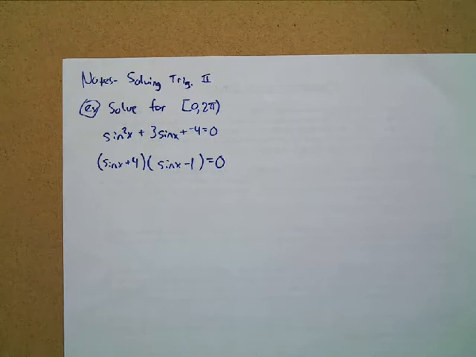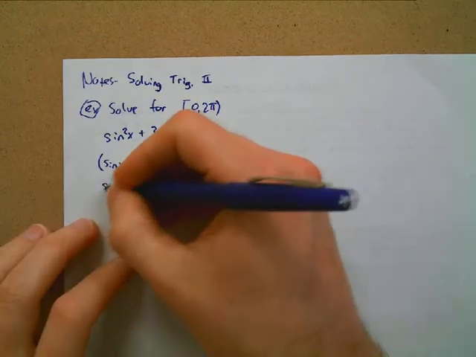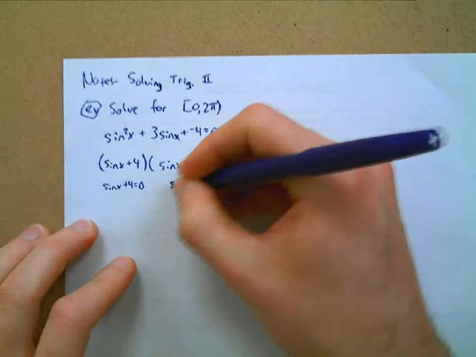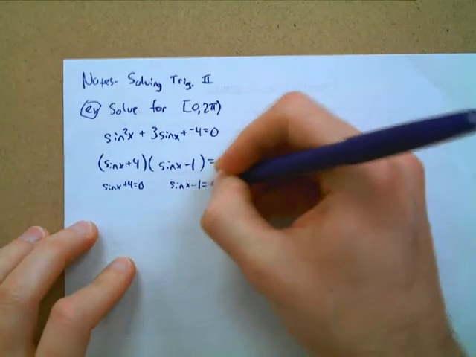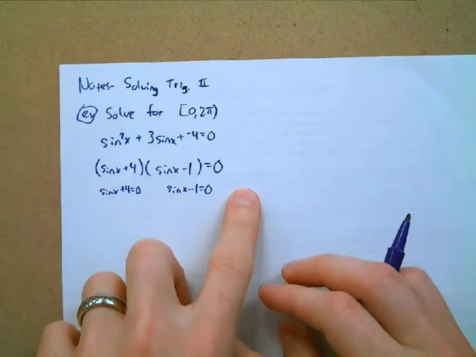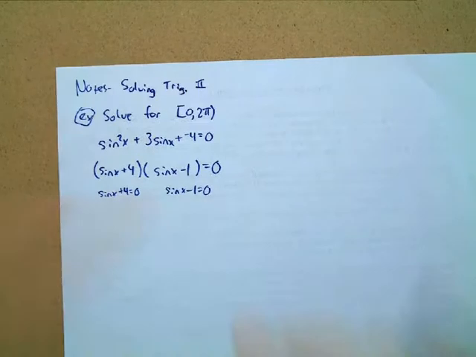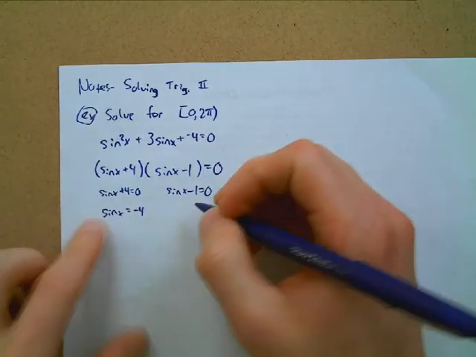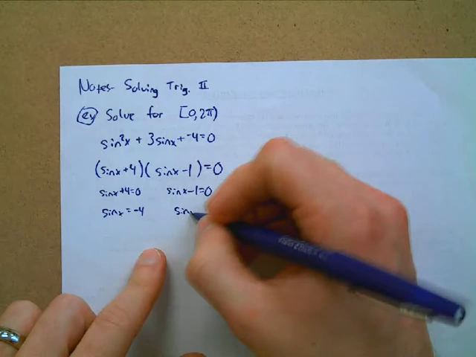And what should we do? Yeah, Gene? Set each one to 0 and solve for x. Yes, exactly right. Okay, the idea here is that we have a zero product property application. Two things are multiplying to give us 0. So that means one of those two things has to be 0. And then we solve. Okay, so you get sine of x equals -4 and sine of x equals 1. Okay?